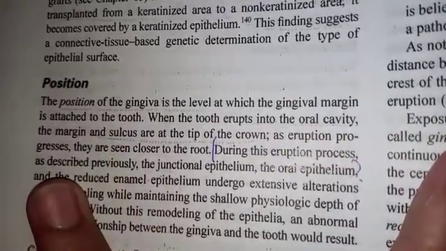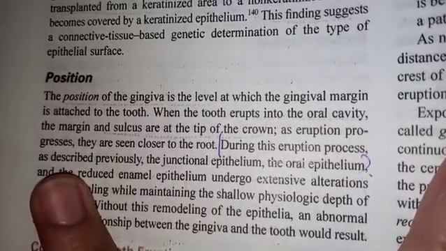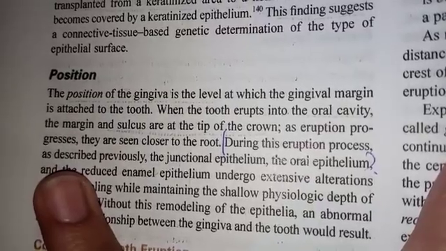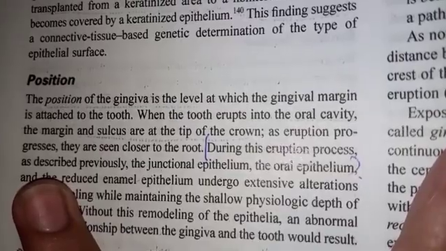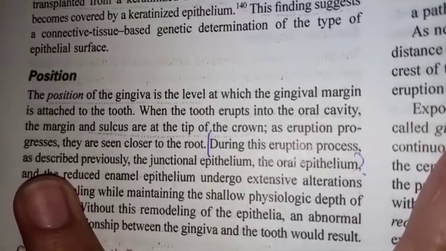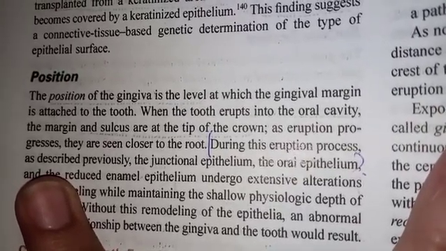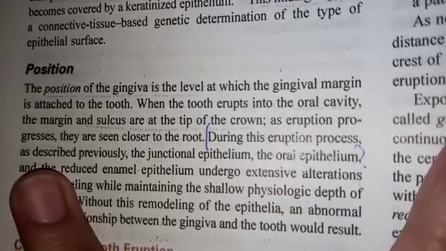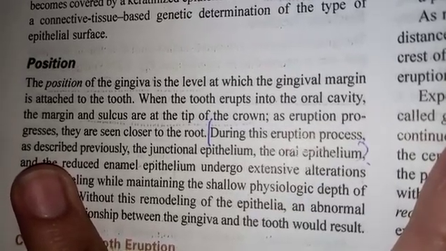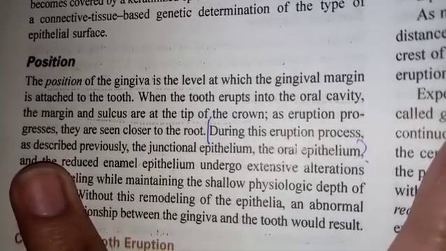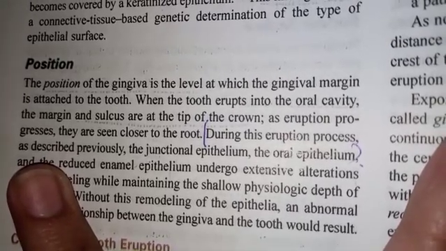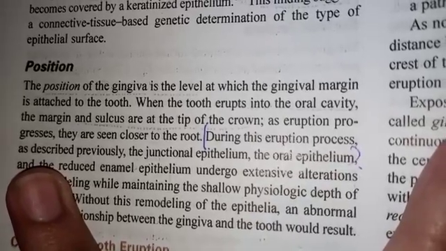Now when the tooth erupts into the oral cavity, the margin and the sulcus are at the tip of the crown, but during eruption they move closer to the root. During this eruption process, as I have also told you previously, the gingival epithelium is converted from what was first oral epithelium.